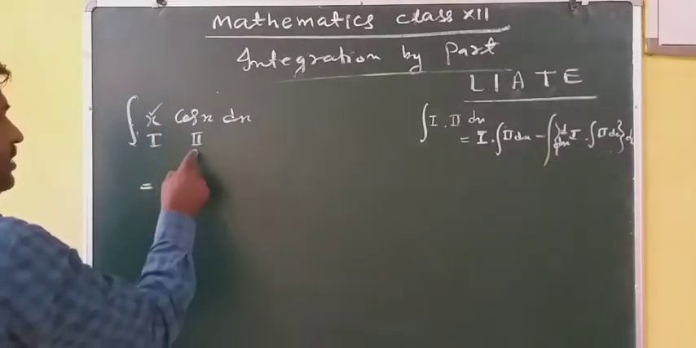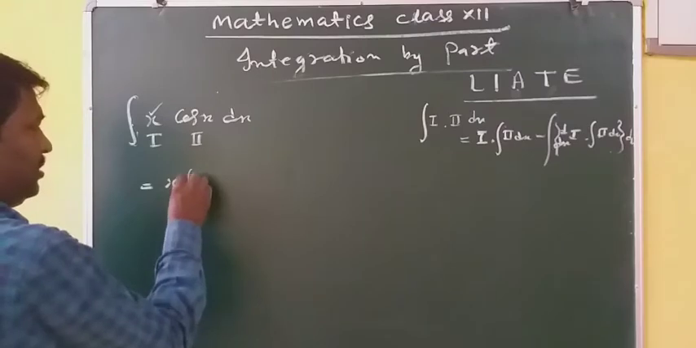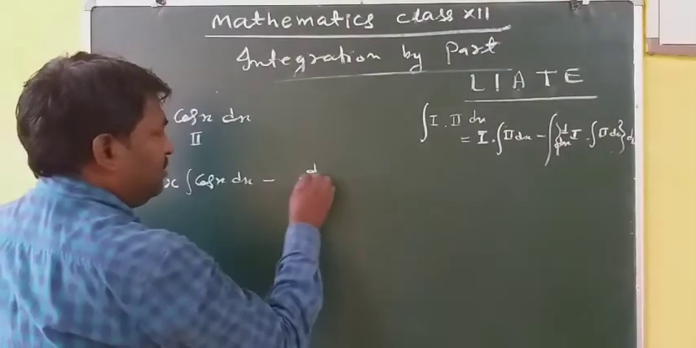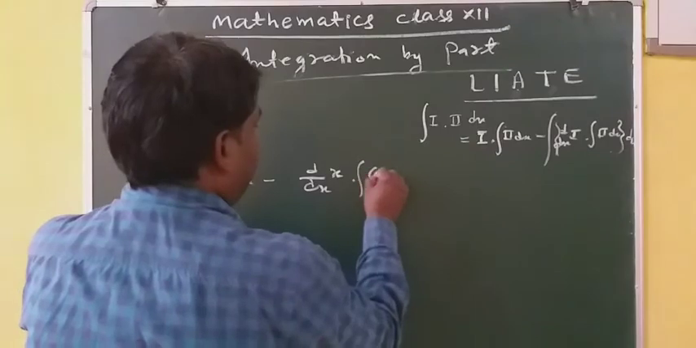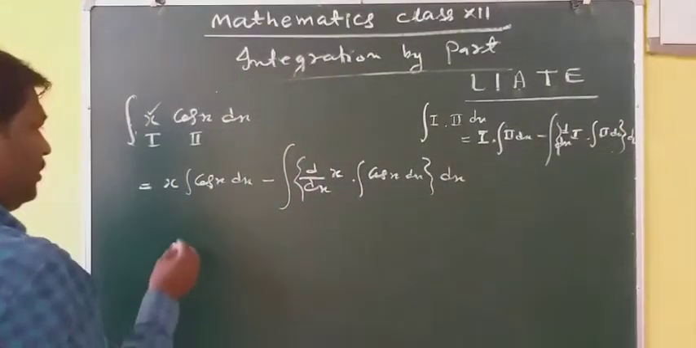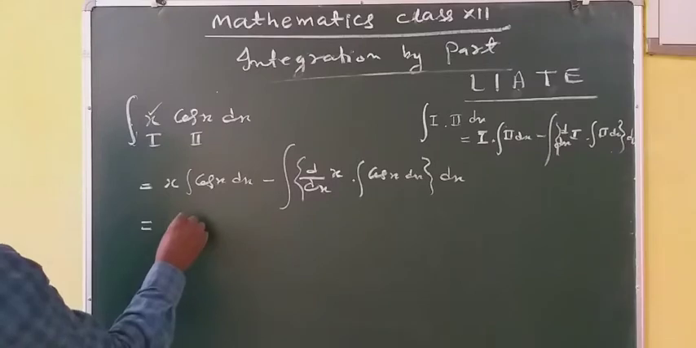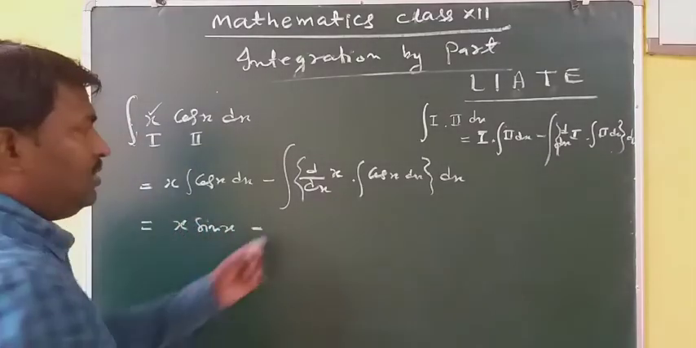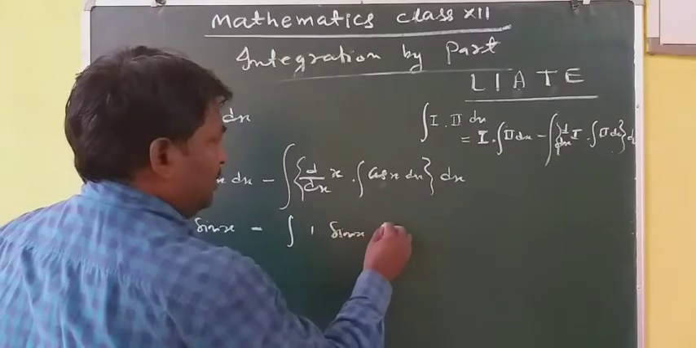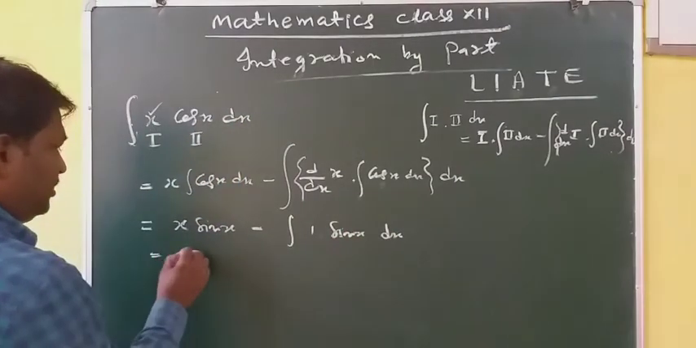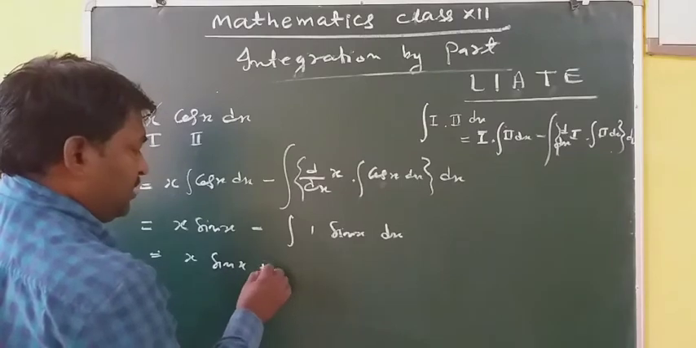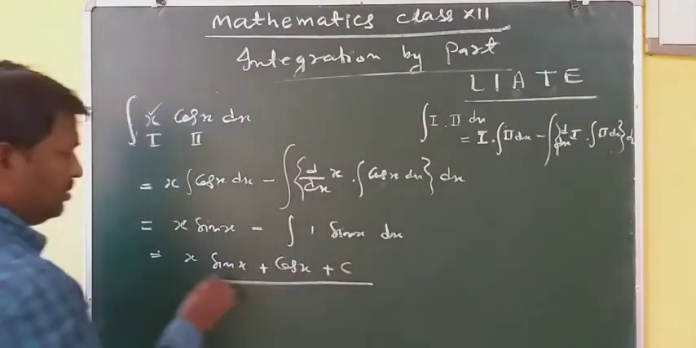First function, integration of second. Integration of cos x is what? I am writing once: x integration of cos x dx, minus integration of differentiation of first one, that is x, into integration of second one, whole integration. Okay, so the result will be x into integration of cos x, which is sin x, minus differentiation of x is 1 into integration of cos x is sin x dx. Okay, it implies that x sin x minus, now integration of sin x is minus cos x, so minus cos x plus c, this will be your result.